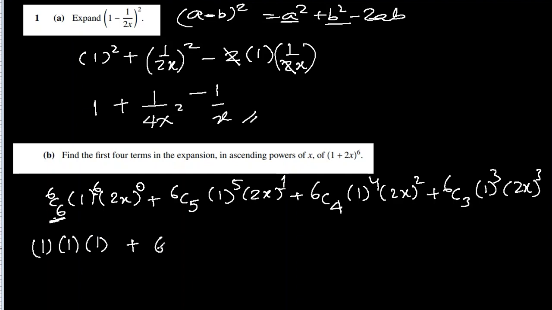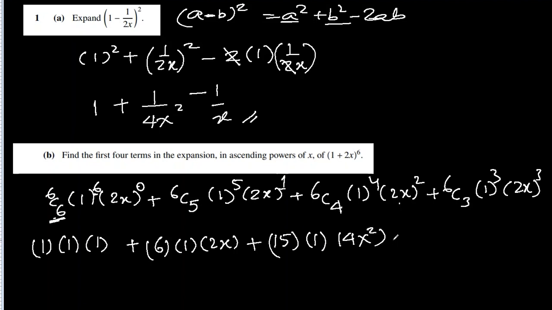6c5 is 6, 1 to the power 5 will be 1, and 2x to the power 1 is 2x. 6c4 will be 15, 1 to the power 4 is 1, and (2x)² will be 4x², plus 6c3 will be 20, 1 cubed is 1, and (2x)³ will be 8x³. Did you notice that I cubed 2 as well as x, because the cube is with the whole bracket?